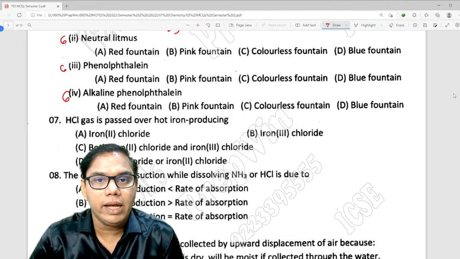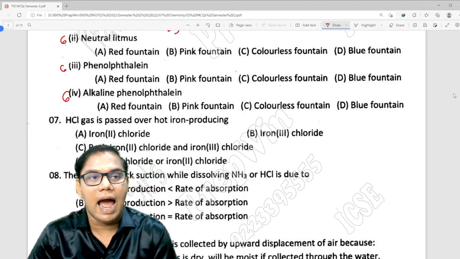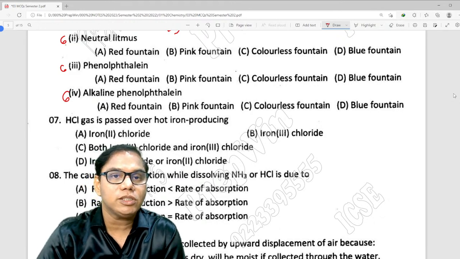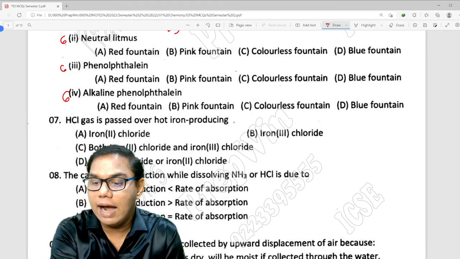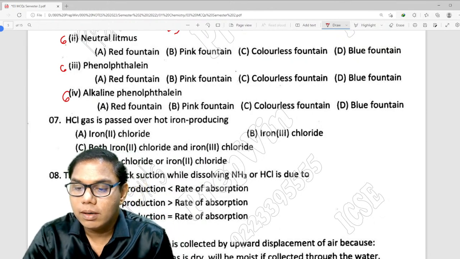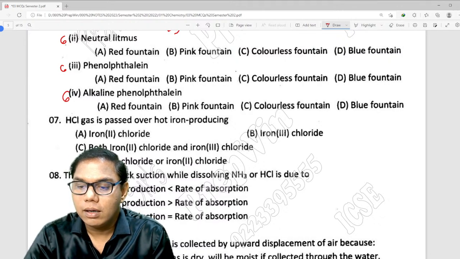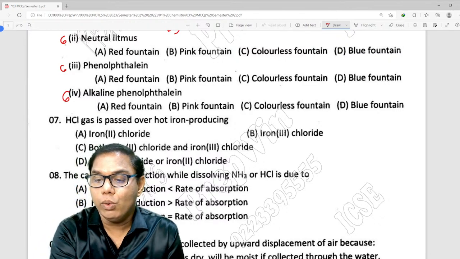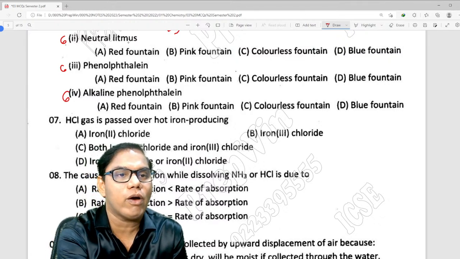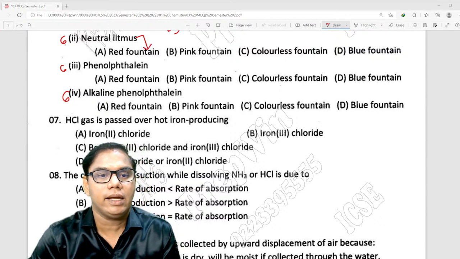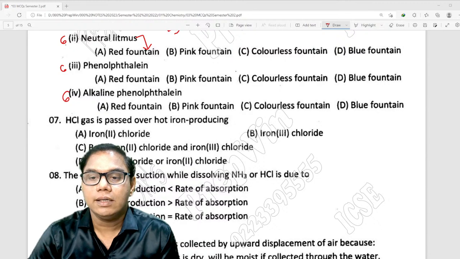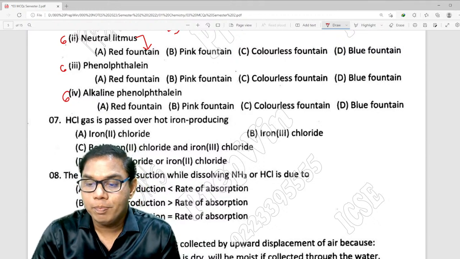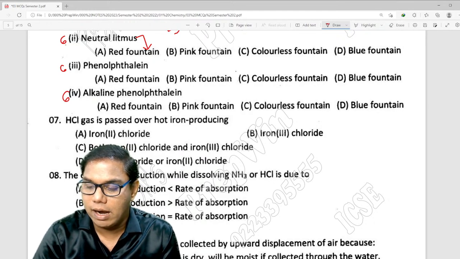Neutral litmus solution will be changed to which color in HCl? In HCl, acid changes neutral litmus solution into which color? Acid changes it to which color? Come on, the second one of question 6, neutral litmus, I want the answer. A is the red option, so the second one is A. Absolutely right.